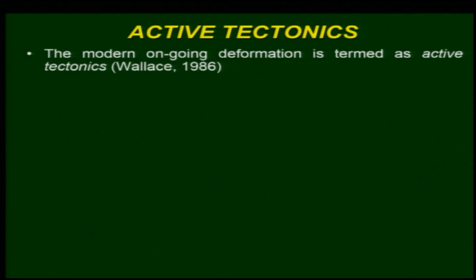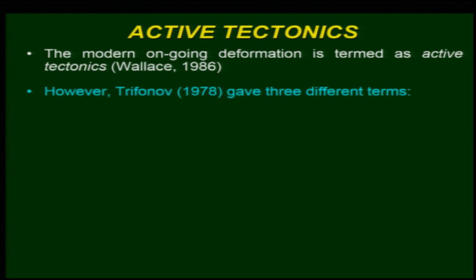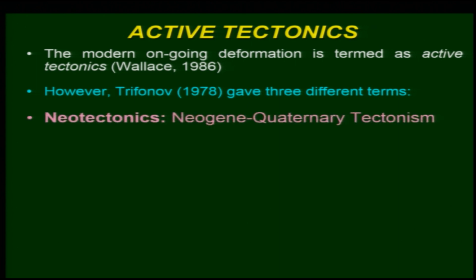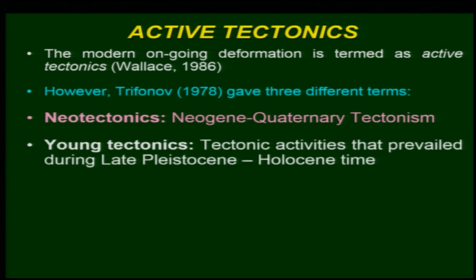Now, active tectonics and river morphology, this is again the part which we were talking about: how best the drainages can tell us about the subsurface features as well as the influence of tectonic activity. The modern ongoing deformation is termed as active tectonics. However, Trifonov gave three different terms. One is neotectonism, the Neogene Quaternary tectonism, a transition phase between the Tertiary and Quaternary.